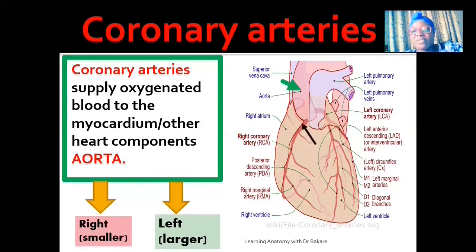So we have the right coronary artery. This is the right coronary artery here, arrowed in black. And we have the left coronary artery. This is the left coronary artery, also here, arrowed in black. So we have two coronary arteries. We have the right and also the left. And we'll be taking each of these arteries one after the other to see where they specifically emerge from and also the branches that they give to supply the different regions of the heart.